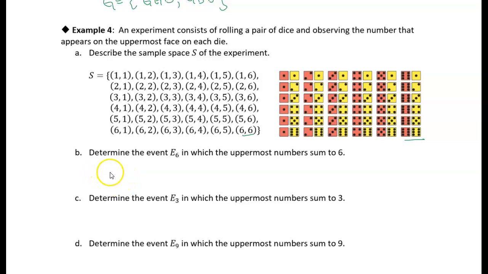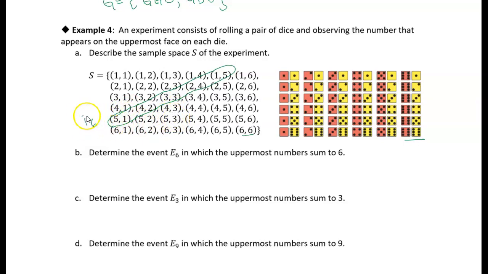Part B is asking us to determine the event E6 in which the uppermost numbers add up to 6. So the sum is 6. All right, so let's take a look at all of our outcomes. Now I've strategically arranged these, kind of in a table almost. And so let's find all of those outcomes that add to 6. I'm just going to circle it. I know 5 1, 4 2, 3 3, 2 4, and 1 5. All of those outcomes would add up to 6.